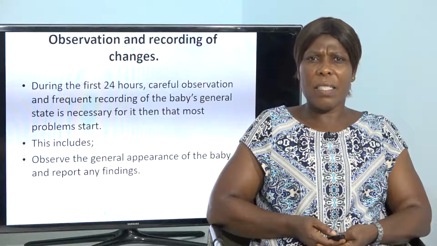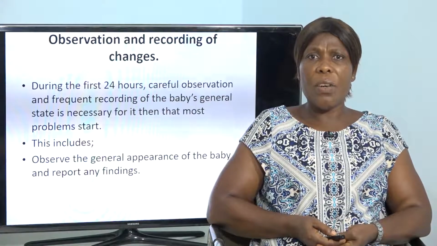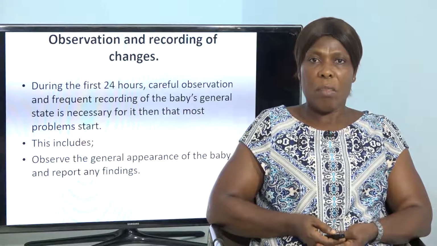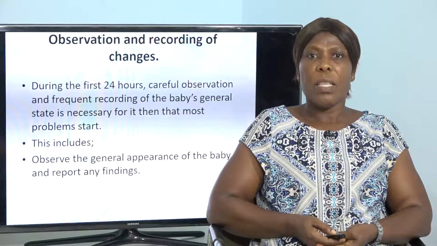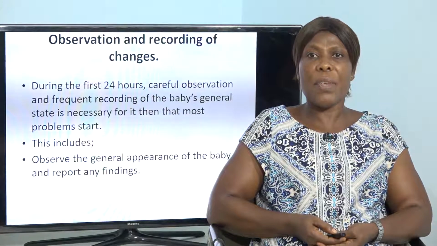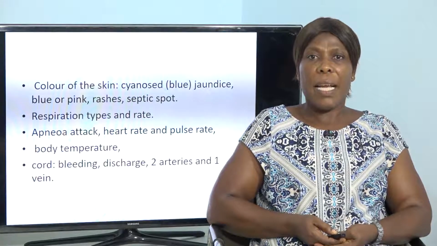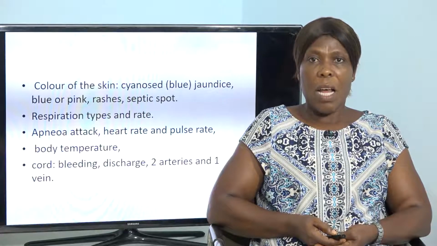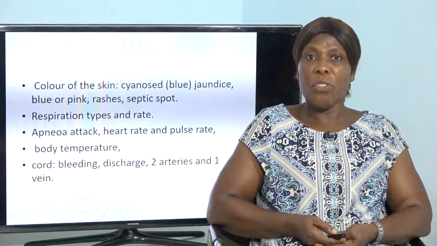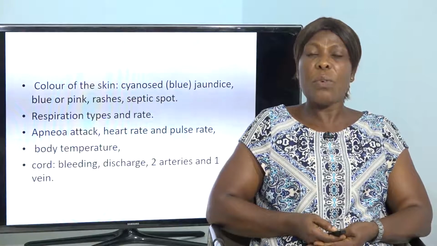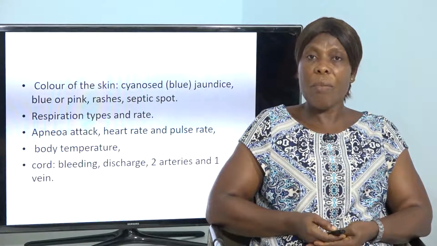Let's look at the observations that need to be carried on this baby. During the first 24 hours, careful observation and frequent recording of the baby's general state is necessary for them that are very small. With this observation, we need to observe the general appearance of the baby and report on any finding. The color of the skin. How is the color? Is it cyanosed, jaundiced, pink? Is there any rashes or septic spots? We need to observe all these things on the baby, and then we report.